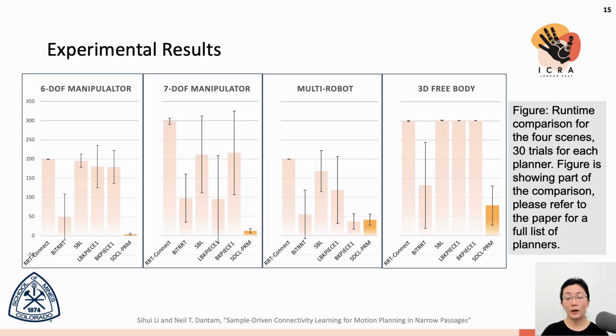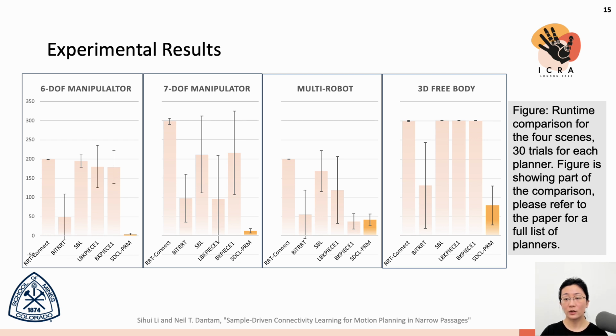We compare our algorithm with available planners in OMPL that are either widely used or offer competitive runtime. These graphs show mean and standard deviation results for the 4 scenes. We are only showing part of the more competitive planners' results. More statistics can be found in the paper.